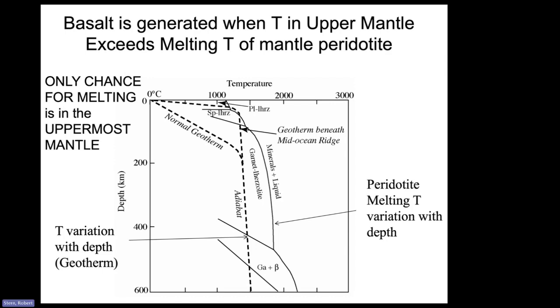Is that due to the addition of water changing the melting point? No. What you can see is that as you get shallower, the melting temperature gets lower and lower. So all you've got to do is find some way to bring up hot material shallow. And what happens underneath the mid-ocean ridge is that because of seafloor spreading, deeper material is brought up, and that causes it to intersect the melting curve. Okay, does that make sense?